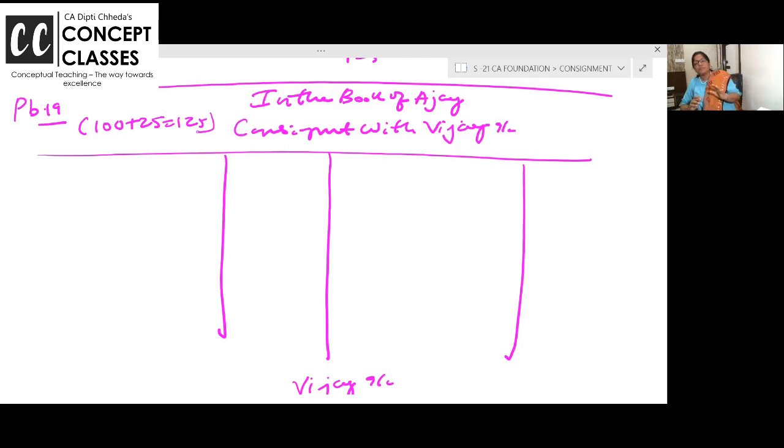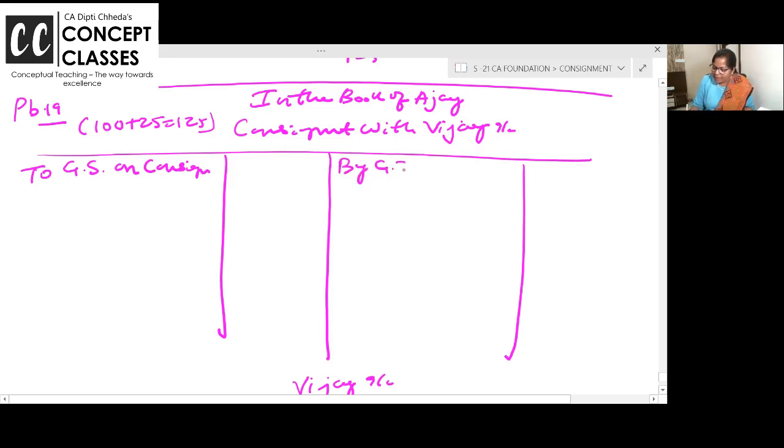You know, the beautiful part of this problem is that goods sent is not given. We will have to do the working note. But the format is clear, right? Goods sent on consignment, immediately by goods sent on consignment loading. Ma'am, what are you writing? This is not given in the problem. How many goods Ajay has sent to Vijay? We will calculate. But can you please write it?